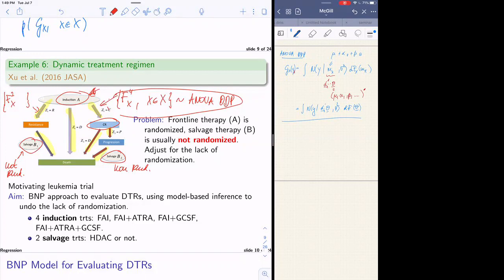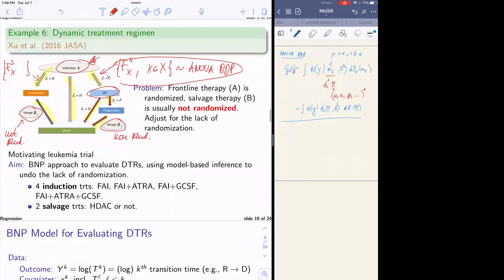And that's a very flexible model in the sense, I think I mentioned that last time, you can sloppily say BNP is always right. No matter what the true distribution is of the transition times, our ANOVA DDP prior always puts some probability mass in some neighborhood of the truth, so we can learn about it. It has full support. So we are going to assume ANOVA DDP priors for these 7 transition times.